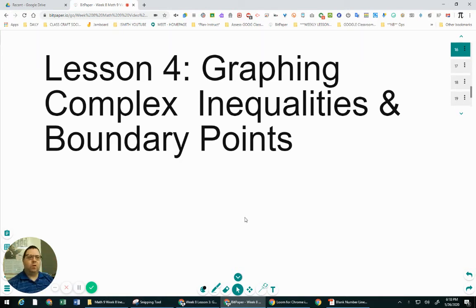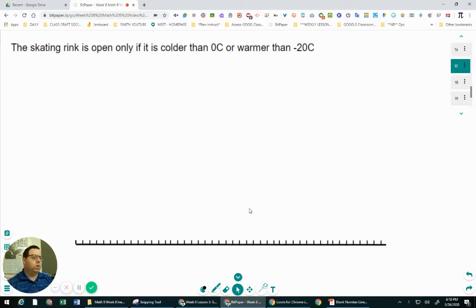Hey, grade nines. Okay, so this is lesson 4. We're going to graph complex inequalities in boundary points. Now, by complex, I'm actually just saying the difference between simple and complex is simple has one boundary point, complex will have two. Okay, let's look at this first example.